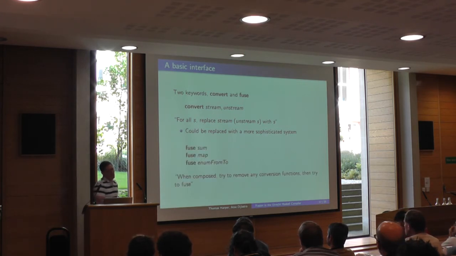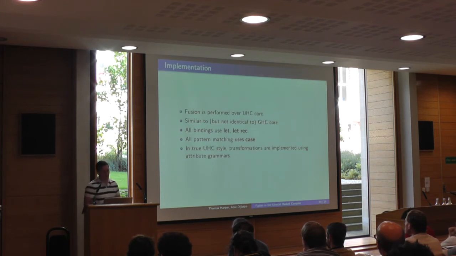And fuse. So instead of these pragmas, all I say is my final functions, the ones in my library that I've written that I want to fuse, are going to have a fuse keyword. And so this says, when composed, try to remove any conversion functions, and then try to fuse. So from the front-end programmer's perspective, their work is supposedly done. They do this for their library, and they can say, now if someone uses this, fusion will happen. And for the most part, it turns out that's true.